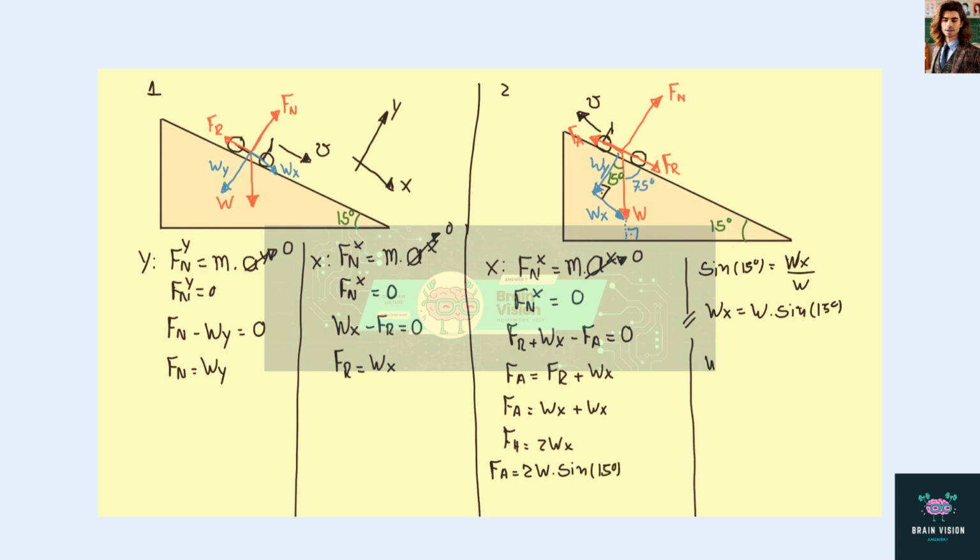But the weight force, remember, is given by the mass times the acceleration of gravity, which is approximately 9.8 meters per second squared. And the mass, the combined mass, is 80 kilograms. Therefore, the applied force is given by 2 times 80 times 9.8 times the sine of 15 degrees. And this results in an applied force of approximately 406 newtons.